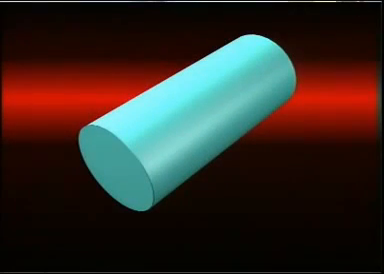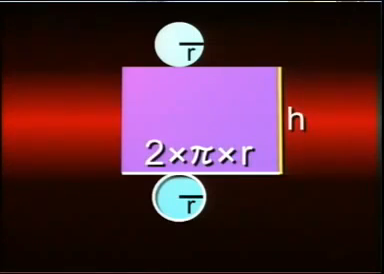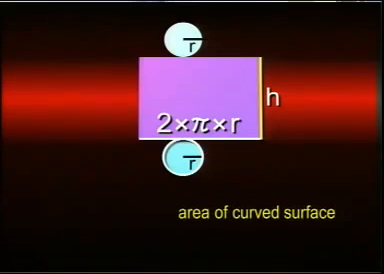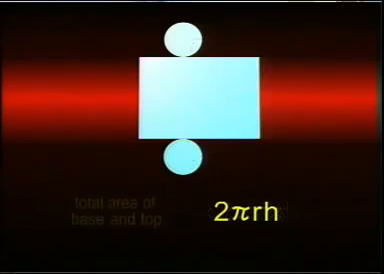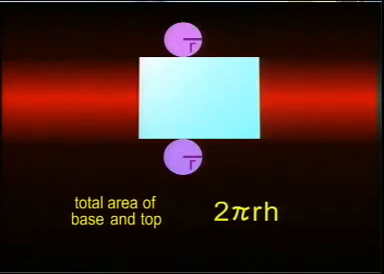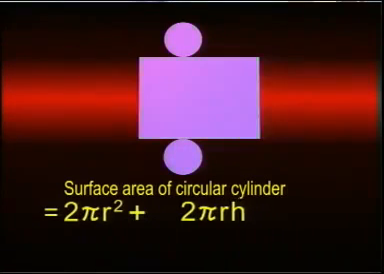All right, let me try one. Let's assume that the radius of the base of a cylinder is R and the height of the cylinder is H. When the curved surface of the cylinder is spread out, it forms a rectangle. Its length equals the circumference of the circular base, that is 2 times pi times r. Its width equals the height, h. So the area of the curved surface equals 2 times pi times r times h. In other words, 2 pi r h. The total area of the base and top equals the sum of the areas of two circles, that is twice pi times r squared. So the surface area of a circular cylinder equals the areas of two circles plus the area of a rectangle. Oh, you're really clever.